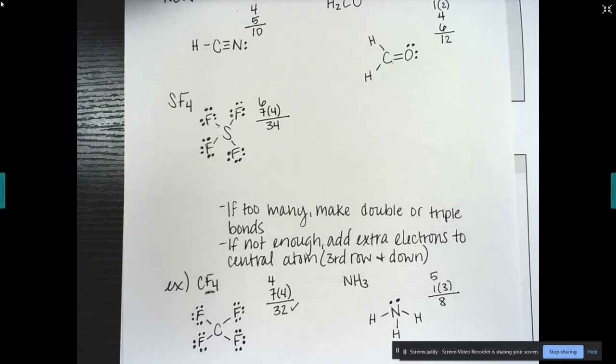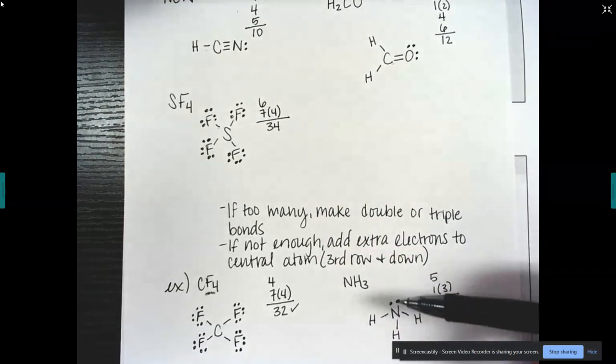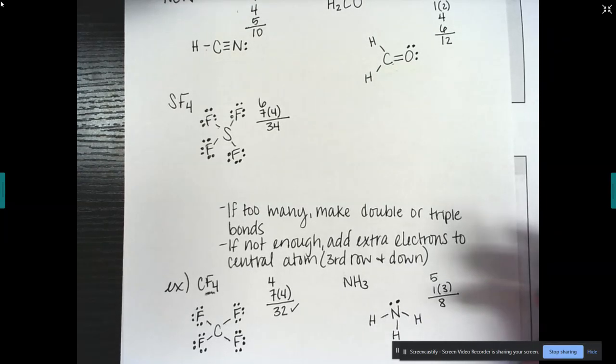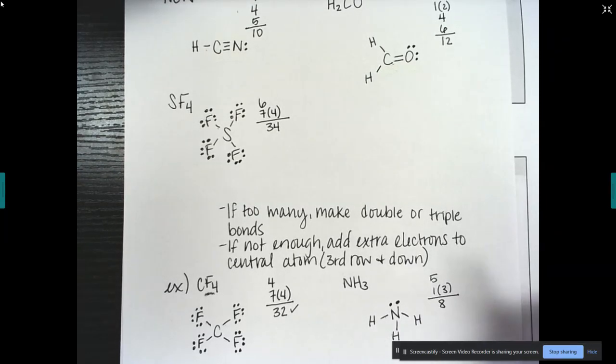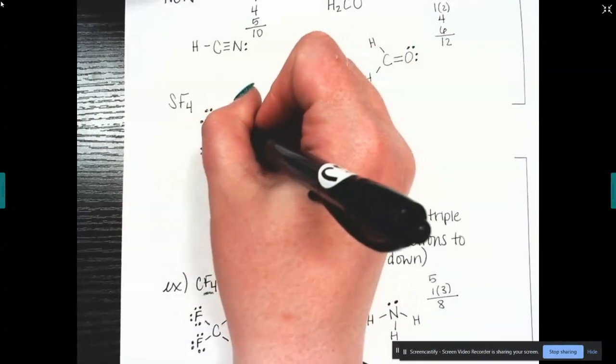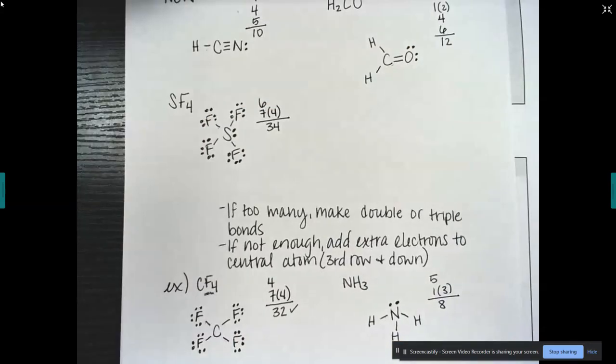And you don't have to know why they can do that right now. I'm going to explain once we get into building the bottles thing. But for right now, if they are 3rd row or lower, then they can expand their octets and have more than 8. So if you do not have enough in your drawing, and your atom is in the 3rd row or lower, you can add extra pairs to the central atom. So I have 32, but I need 34. I'm going to add an extra pair of dots on my sulfur.